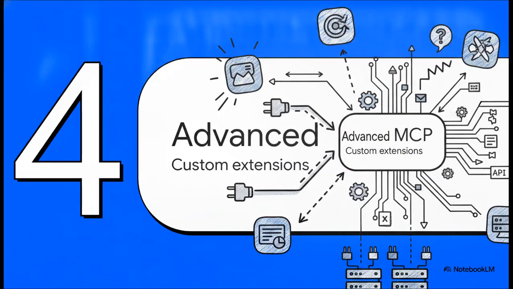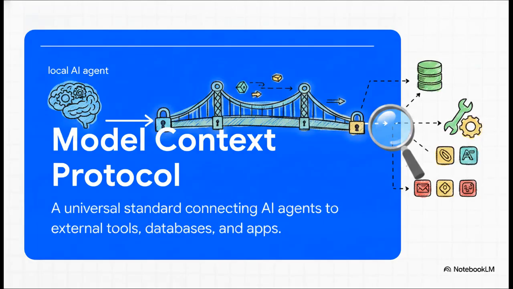Which brings us to phase 4, advanced connections via MCP. So what happens when you want to connect an app that doesn't have a native, easy, one-click connector? Well, this is where we level up our system by introducing MCP, or Model Context Protocol. Now, I know that sounds like heavy tech jargon, but honestly, it's really just a universal standard. Just think of it like a secure bridge. It basically allows your local AI agent to reach out and connect to external tools, databases, and third-party apps that just aren't natively supported out of the box.